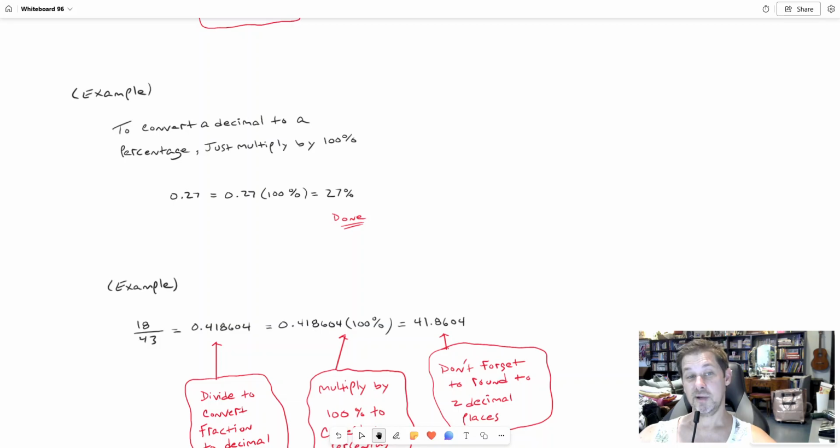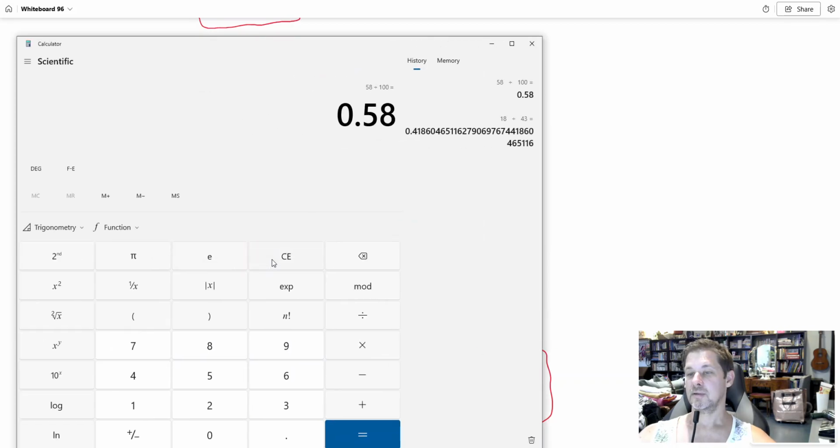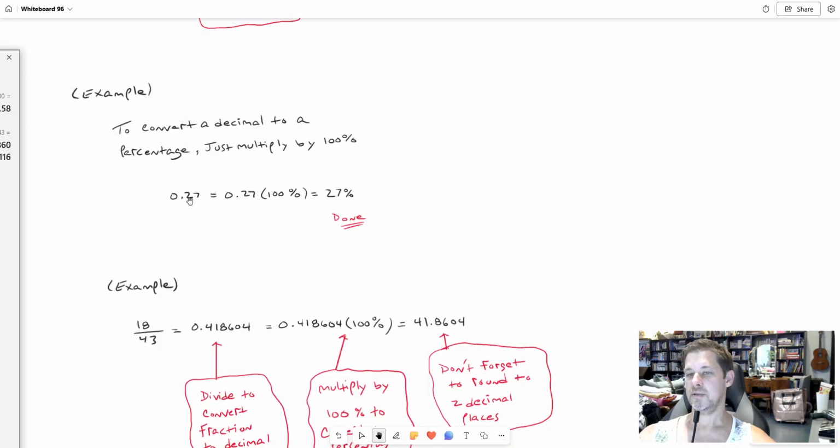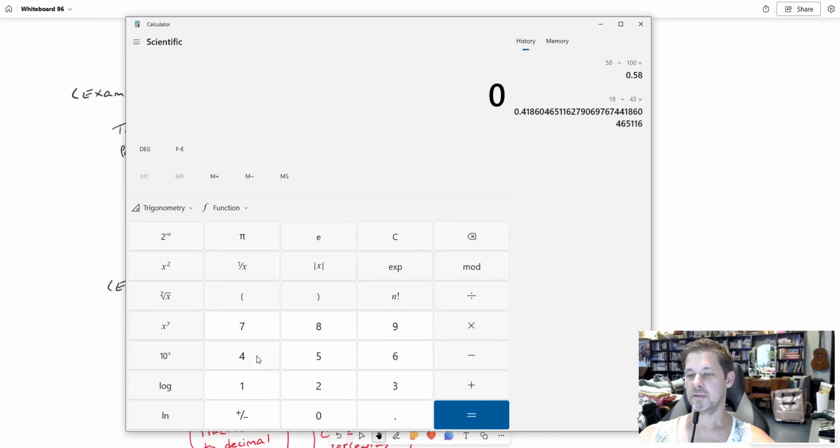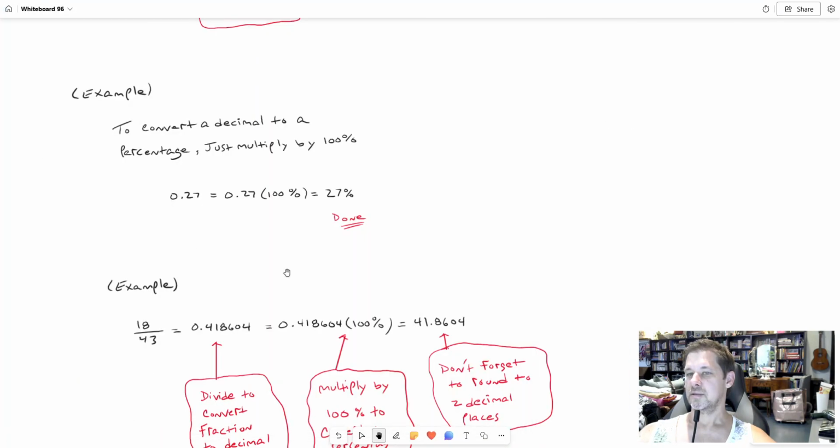So if you want, you could use a calculator. Let's see. I need to take 0.27 and multiply it by 100 and then put a percent sign on it, and I'll get 27. Okay, so 27, that's 0.27 times 100, so that's 27, and stick a percent sign on it. So 0.27 is a decimal and 27% is the percentage form. Okay, so that's how you convert a decimal to a percent.